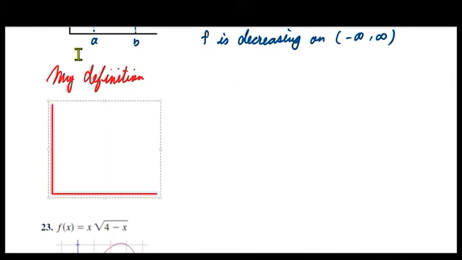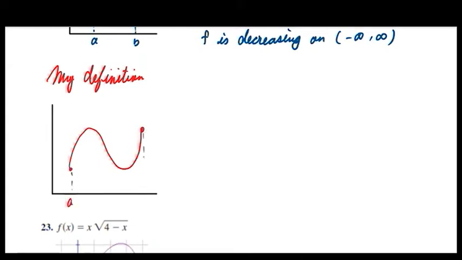I'm going to make this axis black, and then go back to red. Suppose we have this function. So this is A. This is B as usual. And let's call this point C, and let's call this point D. So we want our C to be the location of maximum and D to be the location of minimum.